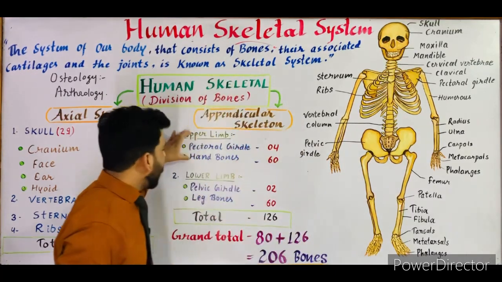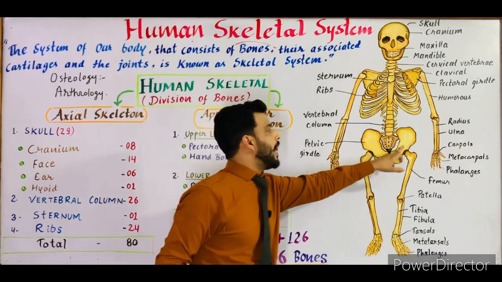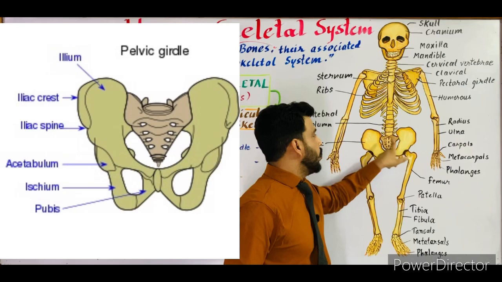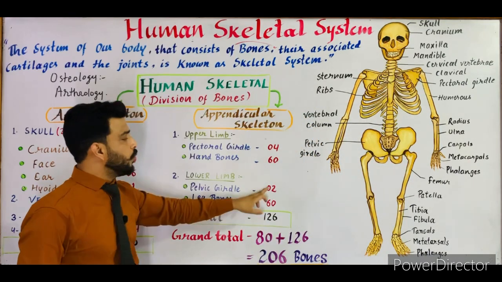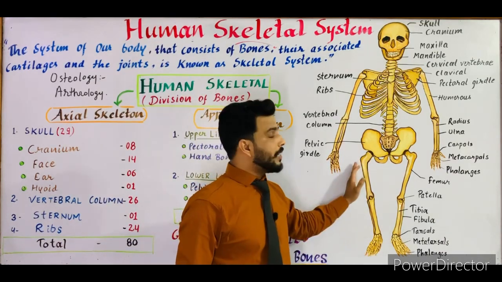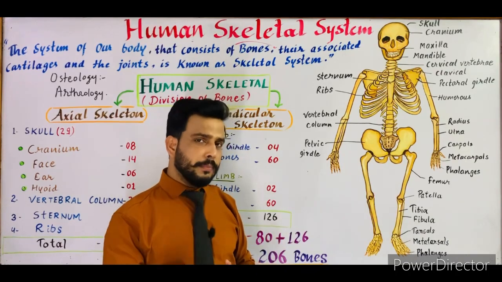After that we will talk about the lower limbs. The lower limbs consist of the pelvic girdle, and the pelvic girdle consists of 2 bones, 1 and 2. These 2 bones form the pelvic girdle, and from the pelvic girdle our legs arise. Each leg consists of 30 bones, so the total is 60.